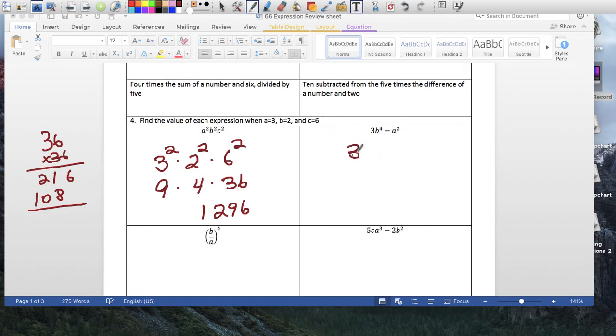Again, I will replace my variables first. b is 2 to the second power. Make sure you put this little dot there because otherwise it becomes 32. Minus a squared, a is 3 to the second power.